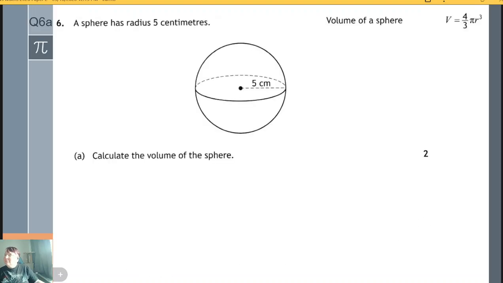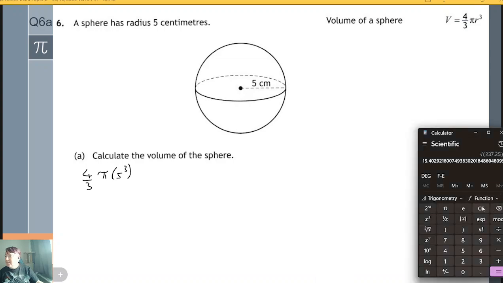Next question. This is a two-part question. We have got a sphere. I want to calculate the volume of the sphere, so I've put in the formula for the volume of a sphere. V equals 4/3 pi r cubed. We're given r as 5. Just got to stick that in the calculator. Remember to write down what you did. So 4/3 pi, and then it's 5 cubed.